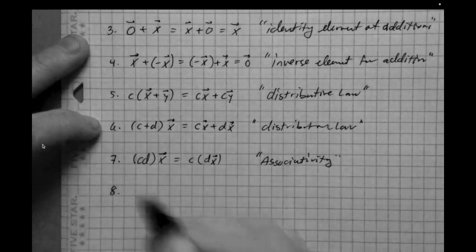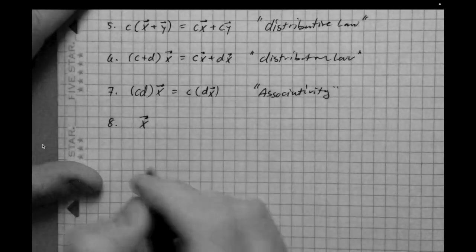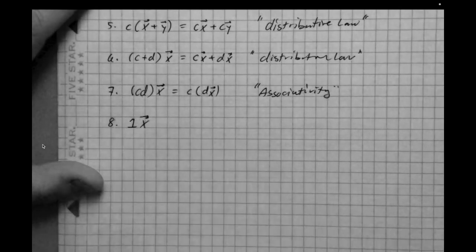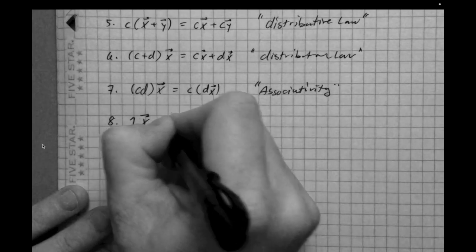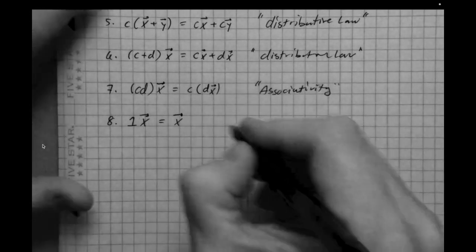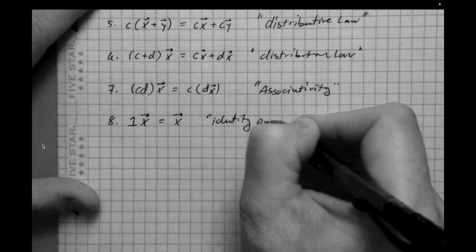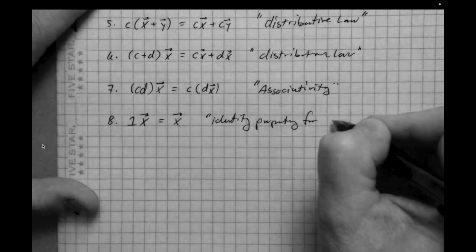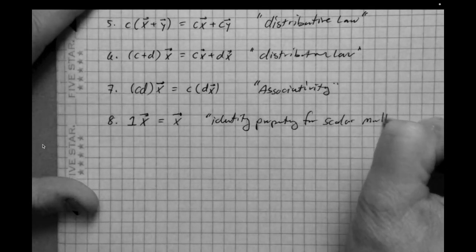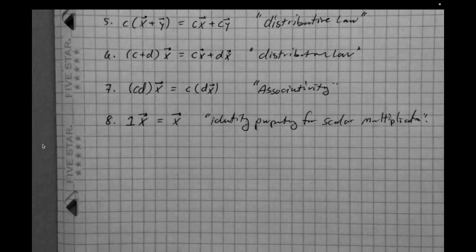And then the last one is the identity property for multiplication. So if I have a vector x, and I multiply it by the scalar 1, then naturally that leaves me with just x, right? All right, so this is the identity property for scalar multiplication.